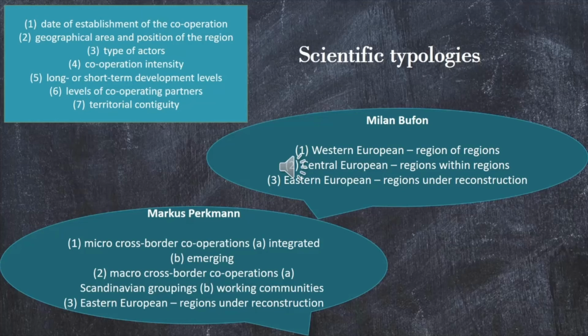Many chose this method on the international level as well, which may be complemented by the geographical scope, including the area and position of the region, the cooperation intensity or the type of actors, the long or short-term development levels, or the levels of the cooperating partners and the territorial contiguity. The European Union, when defining its support program for 2007-2013, matched the support programs with the appropriate cooperation forms and introduced the institutional form of the European Grouping of Territorial Cooperation, that is EGTC.